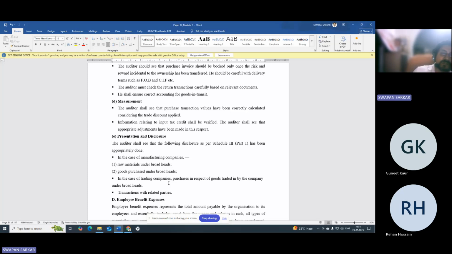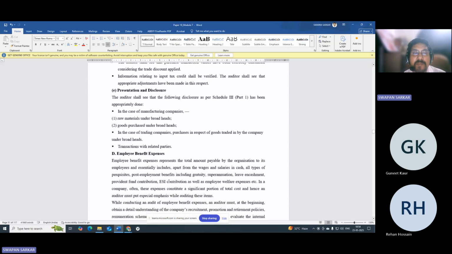Then presentation and disclosure. The auditor shall see the following disclosure as per Schedule 3, Part 1 for purchases under the income statement. In case of manufacturing companies, raw material under broad heads and goods purchased under broad heads have to be mentioned separately. Second, in case of trading companies, purchases in respect of goods traded by the company under broad heads, and transactions with related parties must be identified.